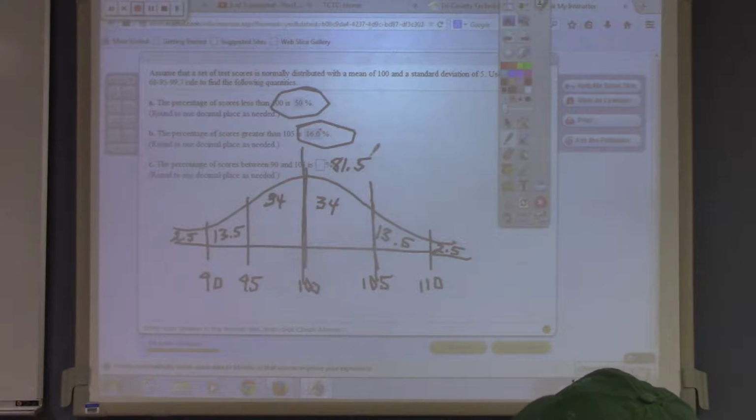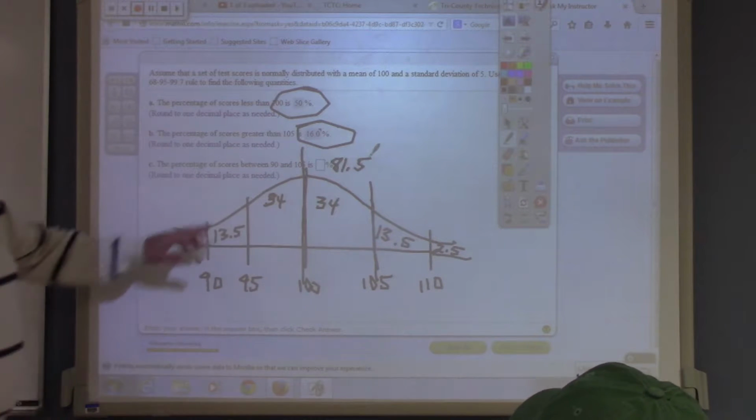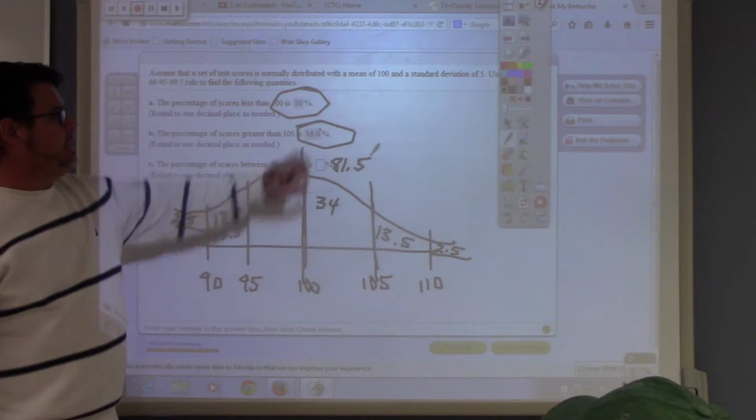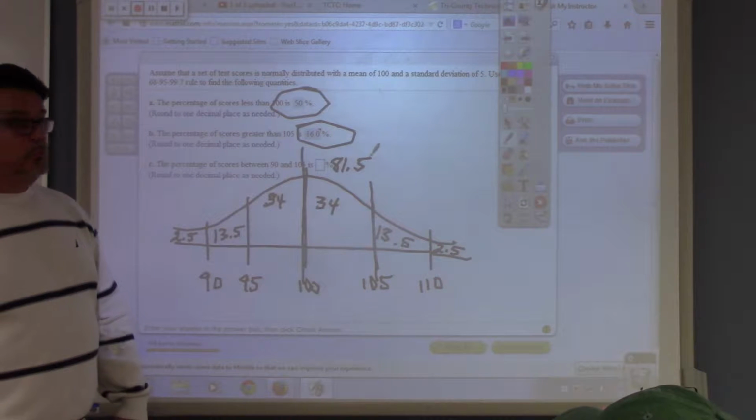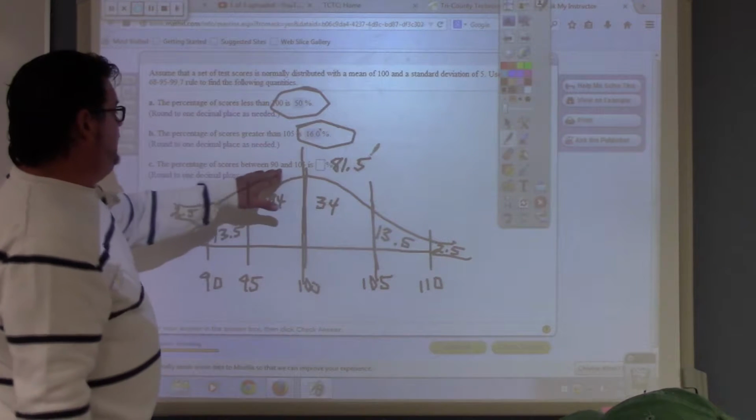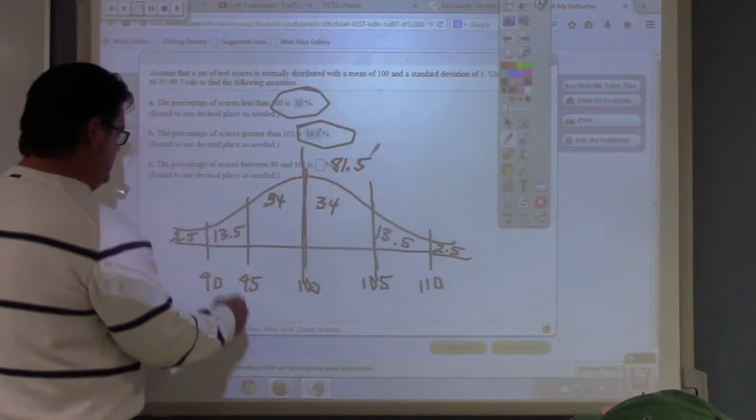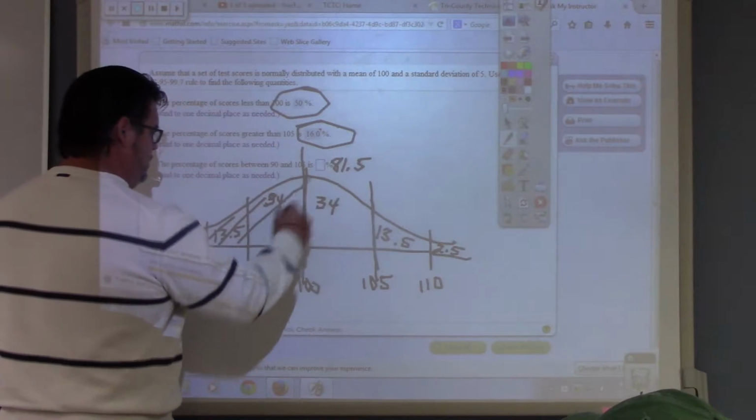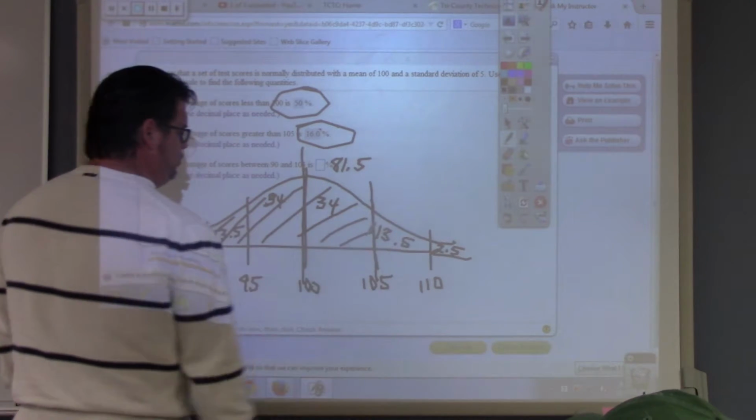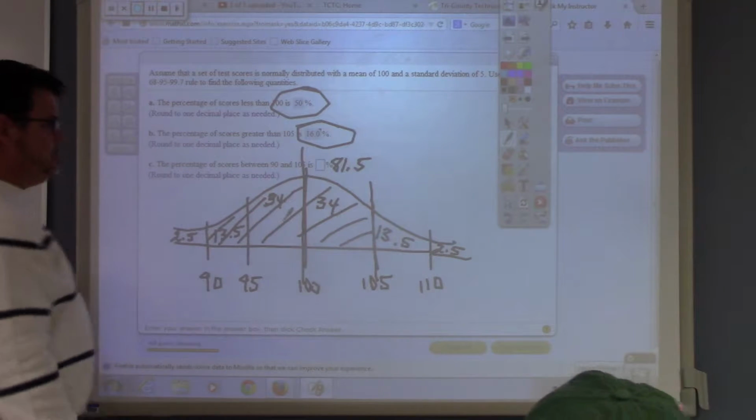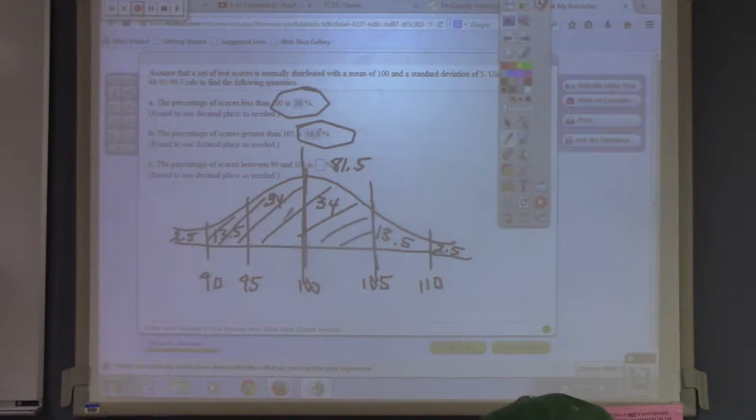Wait, what did you just do for C? Well, I'm saying why is her answer wrong. Oh, that's the right answer. Okay. What did you just do for C? Well, it says between 90 and 105. So what do you do with these three numbers? Why don't you write your own book? Because the way the book explains it, you have to find this number and then subtract from this number. The way you tried to explain it makes more sense.